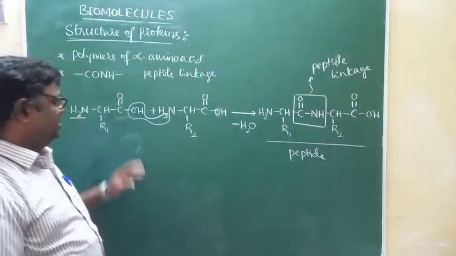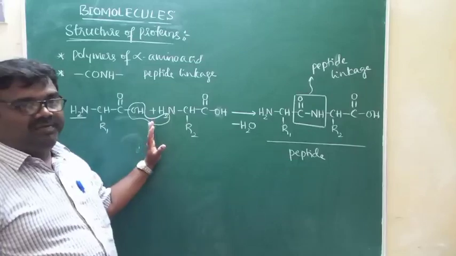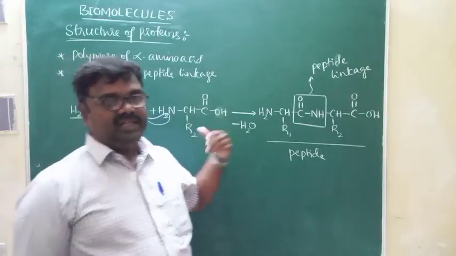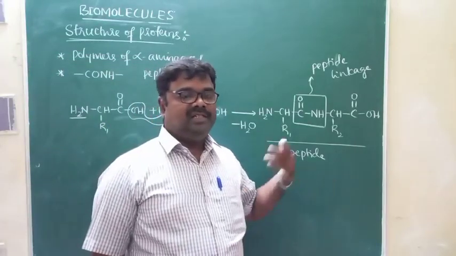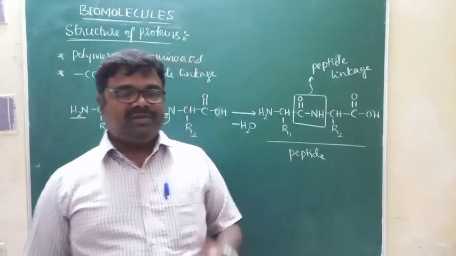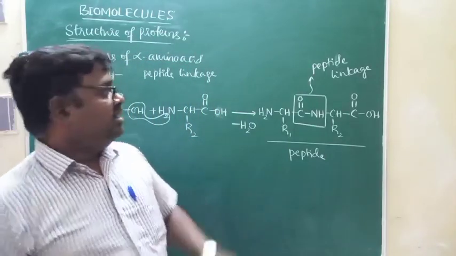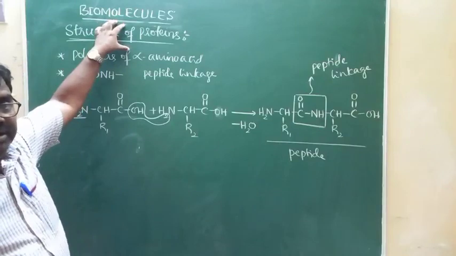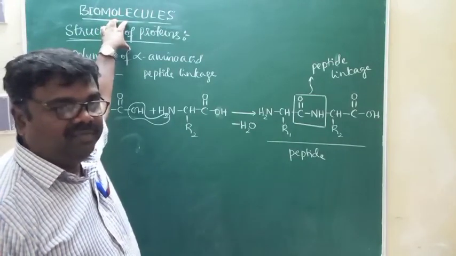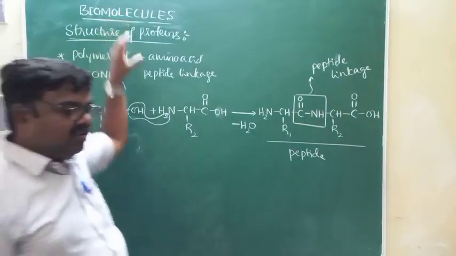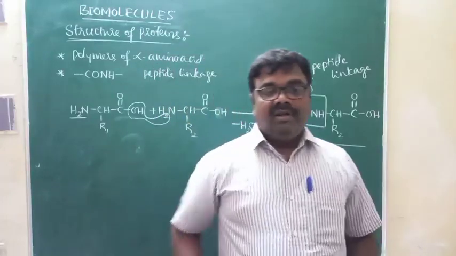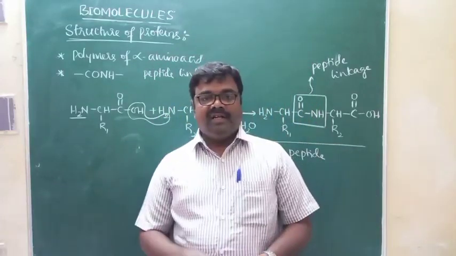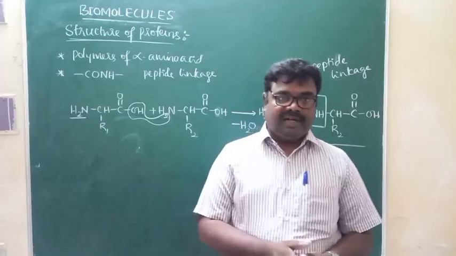tripeptide. In the same manner, when a large number of alpha amino acids undergo condensation, that results in the formation of one product, which is called a polypeptide. As far as proteins are concerned, proteins are polypeptides of alpha amino acids. They are formed by the condensation of a large number of alpha amino acids, and the product is called a polypeptide.